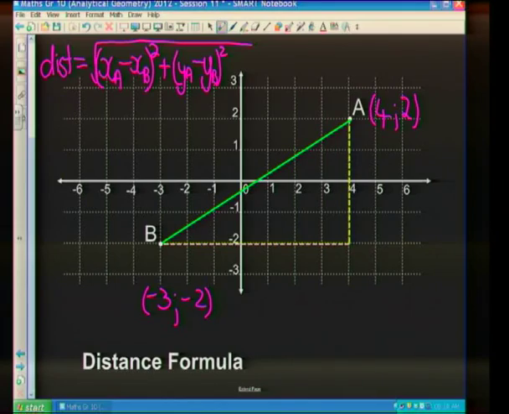Now, some formulas have xa and xb in them. Other formulas will have 1 and 2 in them. It really doesn't make a difference. It's all the same thing. It doesn't matter which point you call A and which point you call B, as long as you keep on using the same point first.